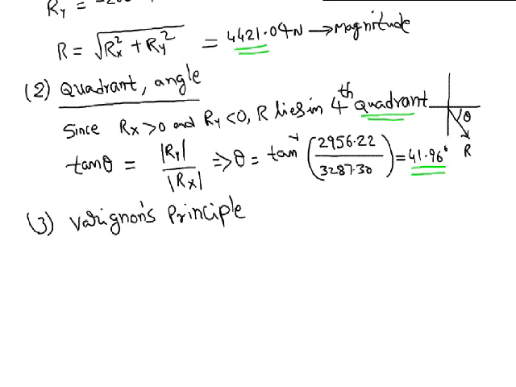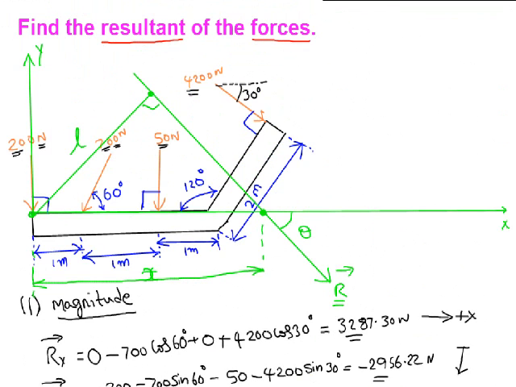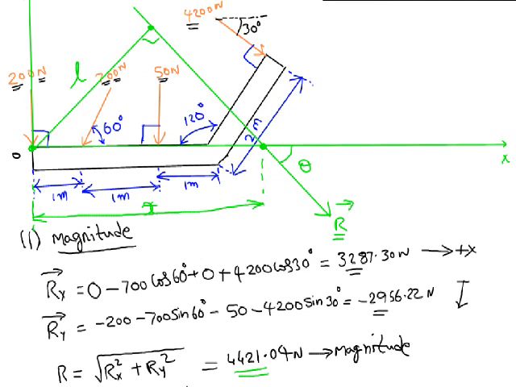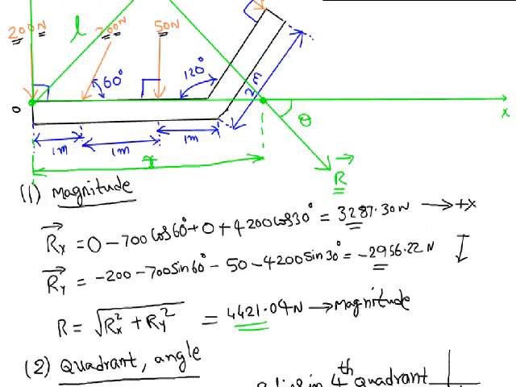Which says that the moment of the resultant about any point is the sum of moments of the individual forces about the same point. So we'll try to take the moment of this resultant about, let us say, this point O. About point O it is R multiplied by its perpendicular distance L. Because it is causing a clockwise moment, we have minus RL. This should be equal to the sum of the moments of the individual forces.